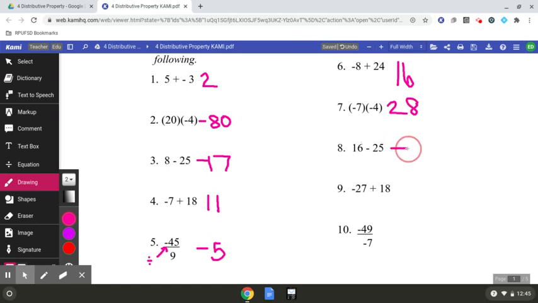16 minus 25 is negative 9. Negative 27 plus 18 is again negative 9. And then negative 49 divided by negative 7, again, you're using the division symbol for the fraction, is a positive 7. So again, this was just a review of integers, utilizing your calculator and doing some operations.